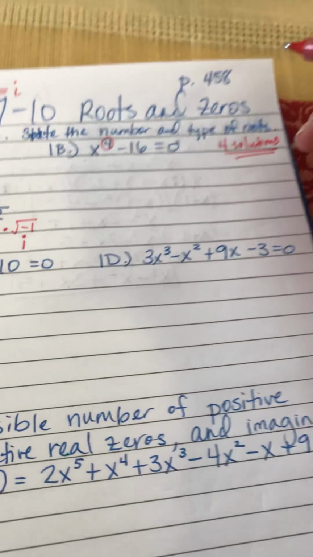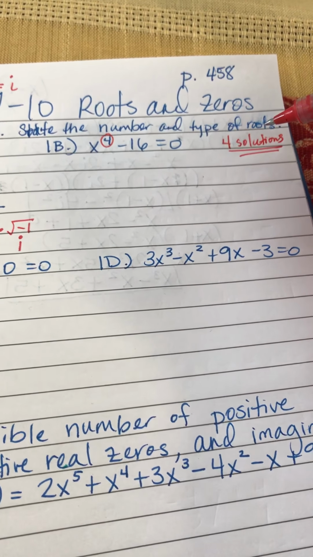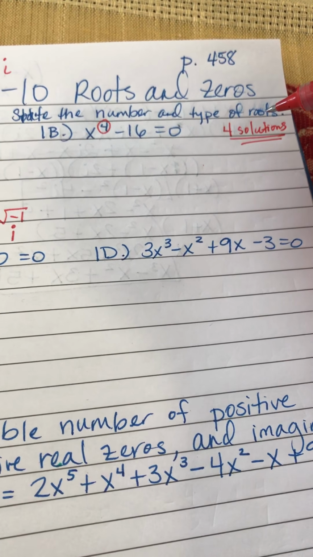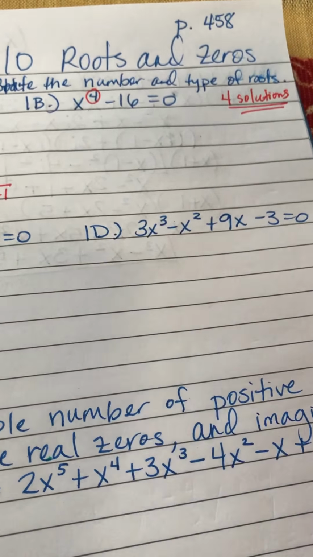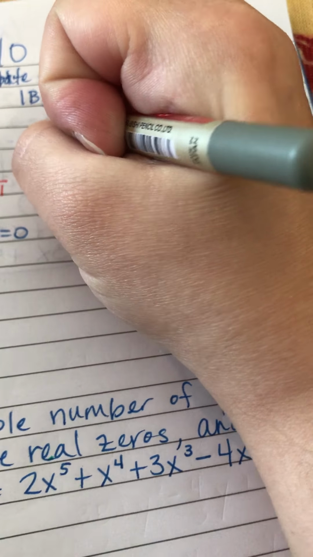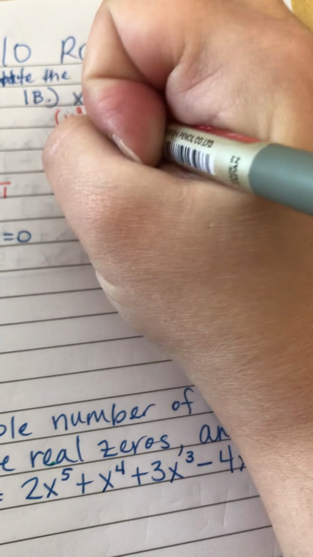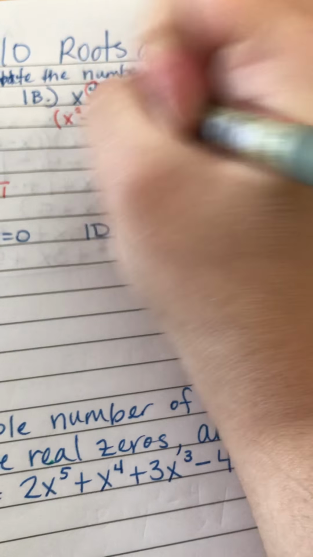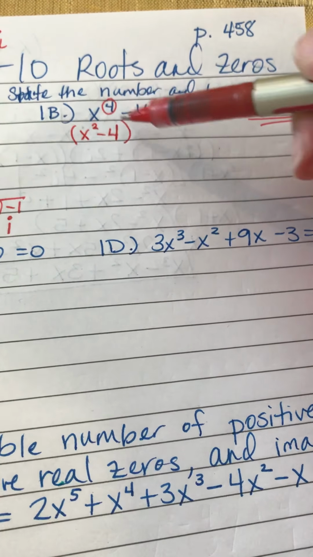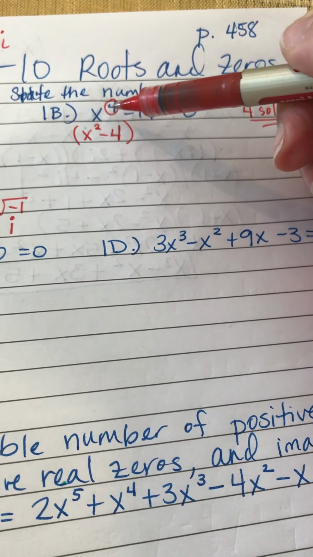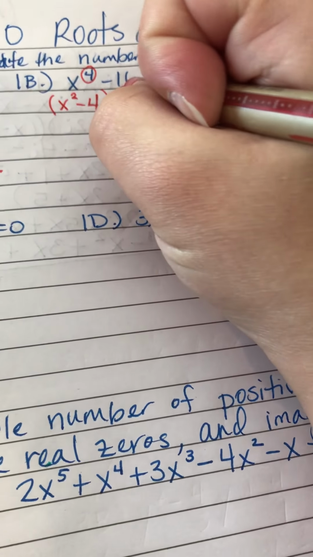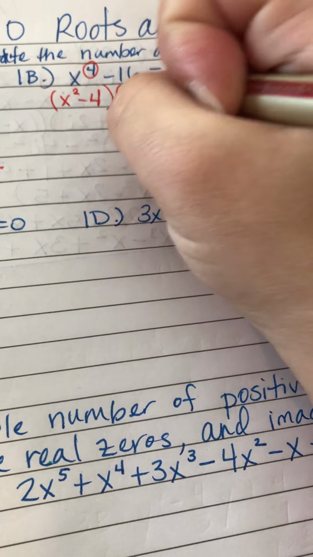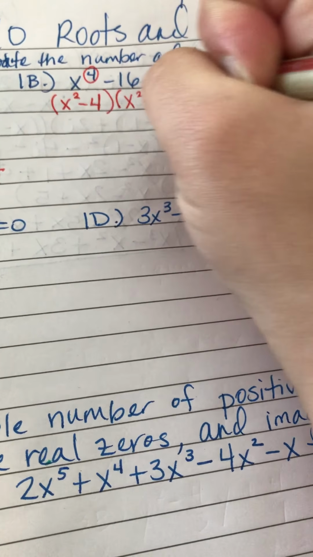And if I don't have 4 solutions, which can be real or imaginary, then I know that I am not finished or I did something wrong. So here again, I'm going to factor this. So this is x squared minus 4, because this is a difference of squares. X to the 4th is a perfect square, and so is 16. So I would get x squared minus 4, x squared plus 4.